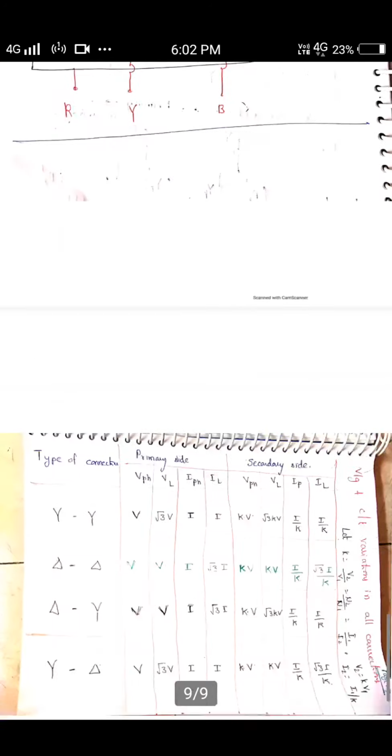Next, how voltage and currents vary from primary side to secondary side for different types of connections. This is important, we have to analyze. Here I assumed the transformation ratio K is equal to V2 by V1, E2 by E1, or I1 by I2, or N2 by N1. Remember, K is equal to V2 by V1 or I1 by I2, we assumed.